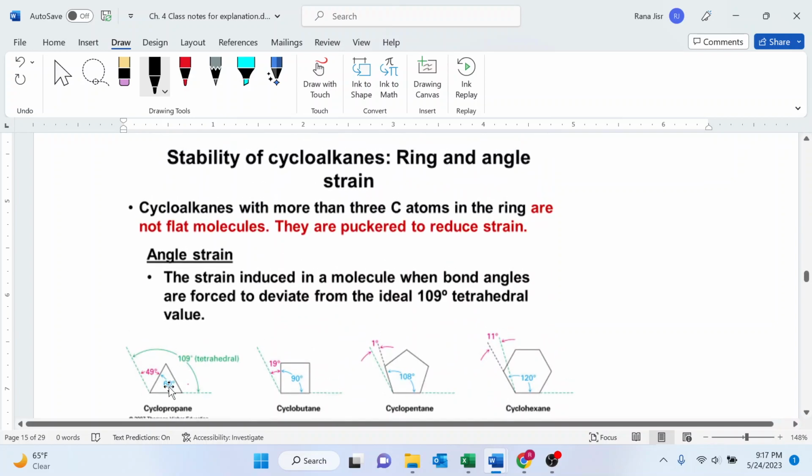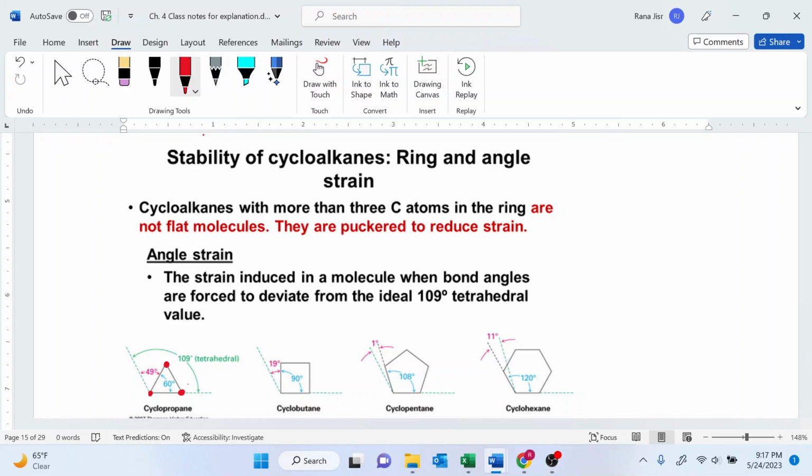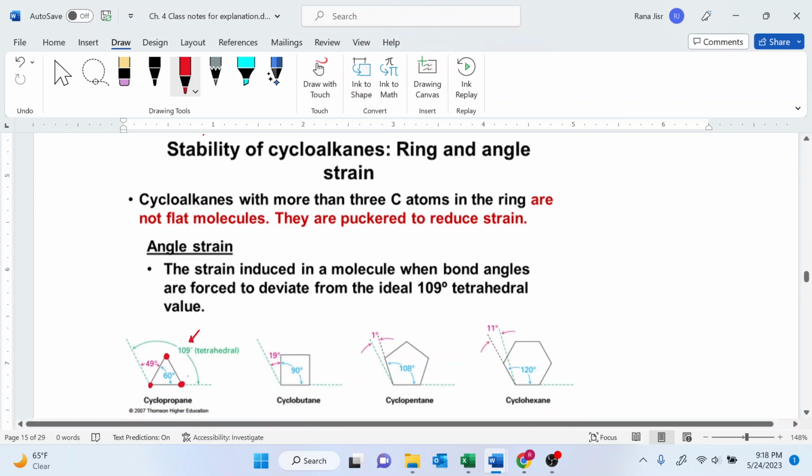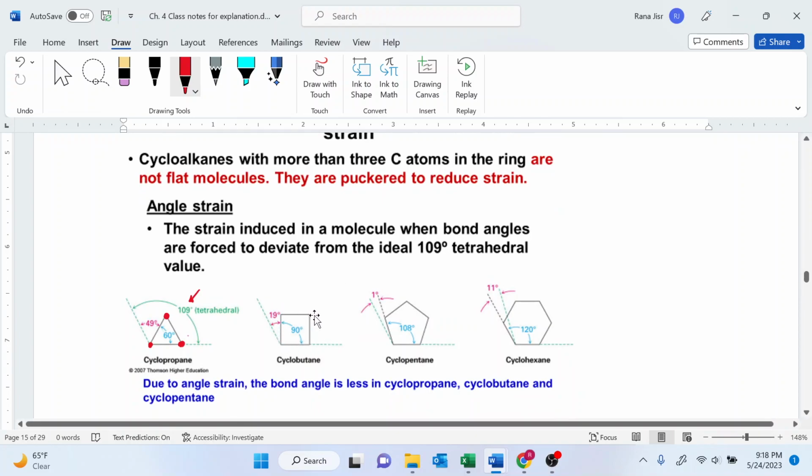There are different types of cycloalkanes, ranging from a cycle of three-membered rings to a cycle of six-membered rings. Each one of these carbons of the cycloalkane has an sp3 hybridization, and we know that an sp3 hybridization should have a bond angle of 109.5. This is the ideal bond angle. So for every one of those carbons that constitute these cycles, the ideal bond angle is 109.5.